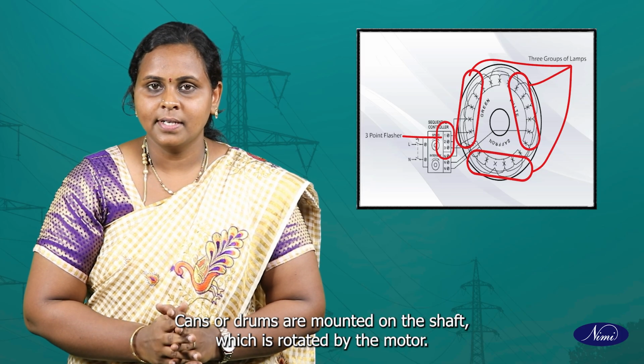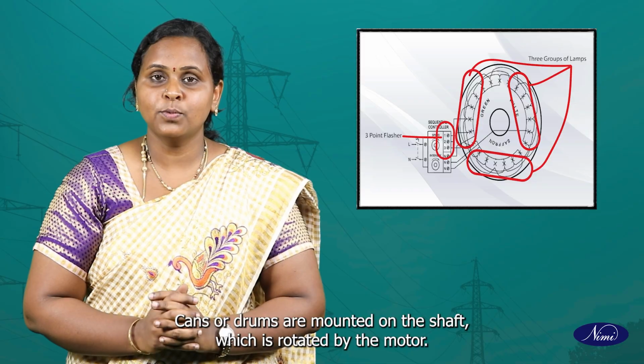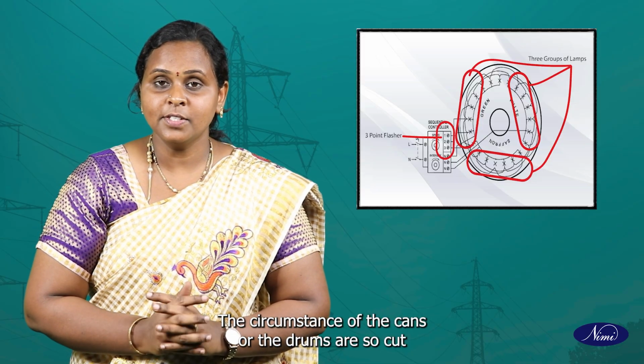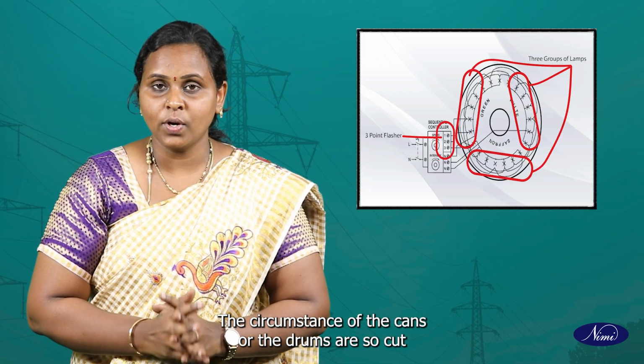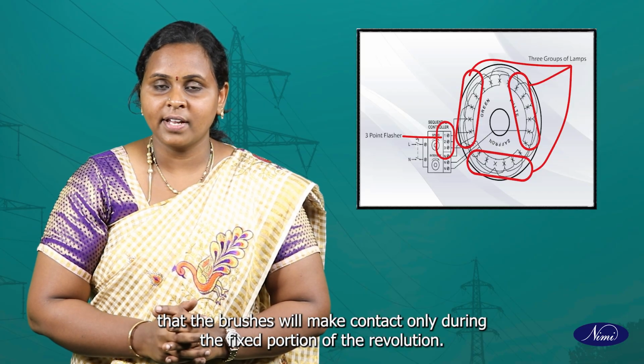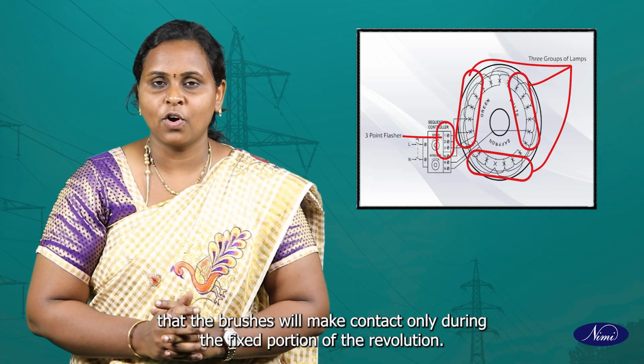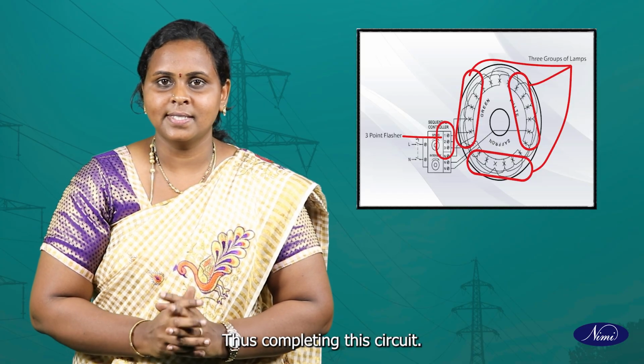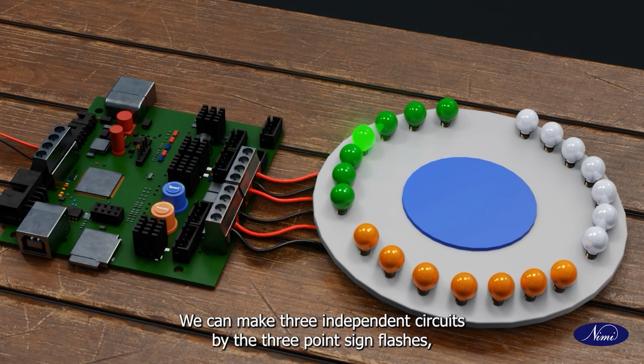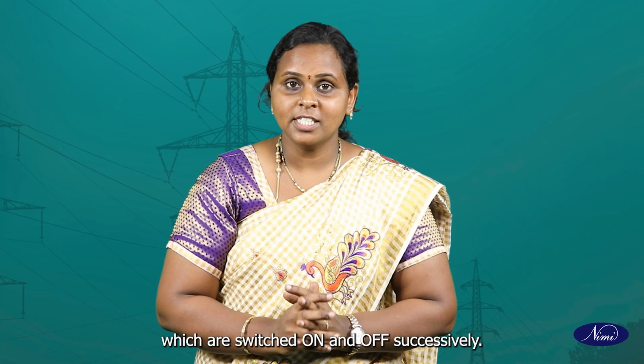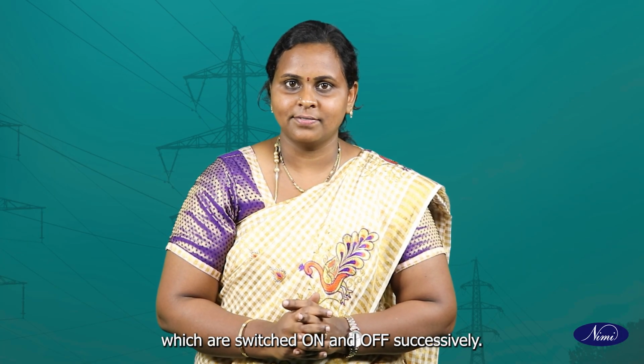Cans or drums are mounted on the shaft, which is rotated by the motor. The circumference of the cans or the drums are so cut that the brushes will make contact only during the fixed portion of the revolution, thus completing the circuit. We can make 3 independent circuits by the 3-point sign flasher, which are switched on and off successively.